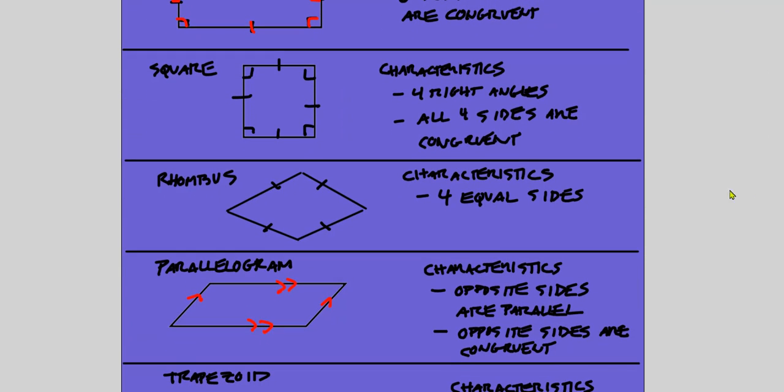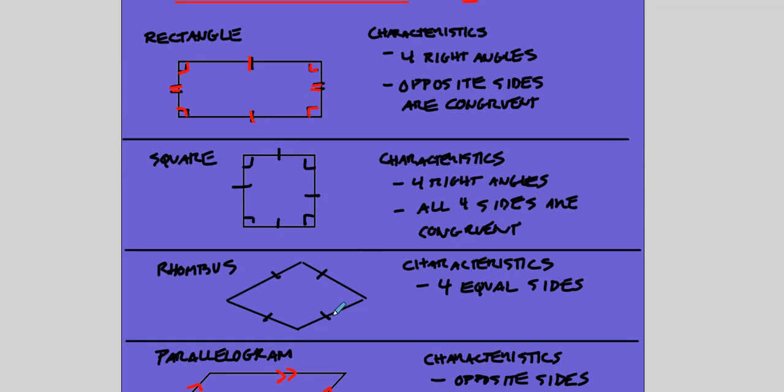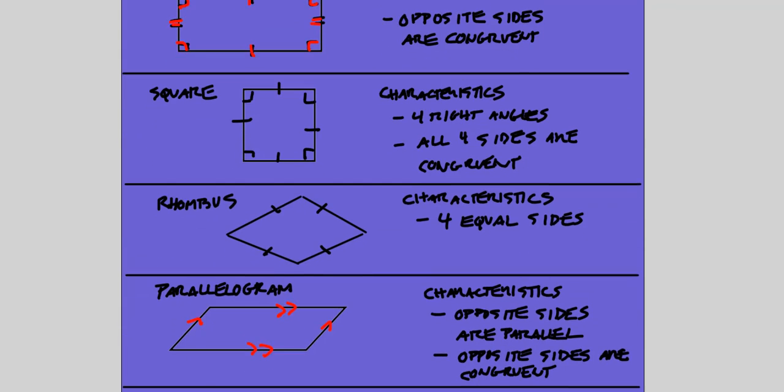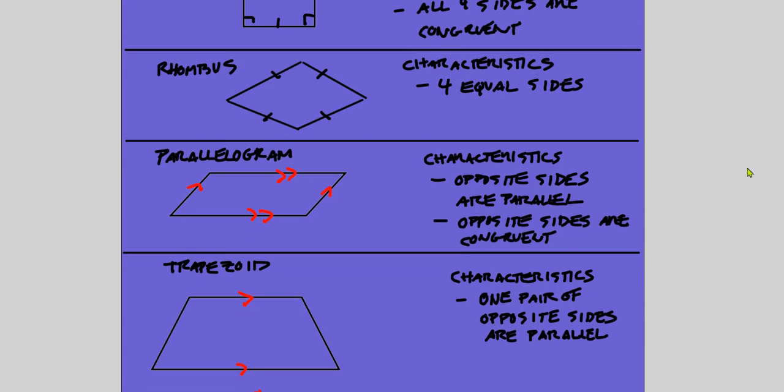Then we have the rhombus. The characteristics of a rhombus are all 4 sides are equal. It turns out that opposite sides are in fact congruent as well. So we'll keep that in mind in the future. It also turns out these opposite sides are parallel, but the defining characteristic of a rhombus is there's 4 equal sides. But it turns out, again, it's beyond us at this point to be able to determine that. We need to know some things about angles before we can show that.